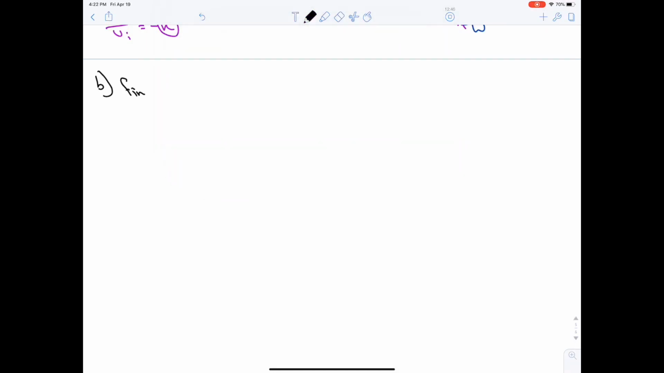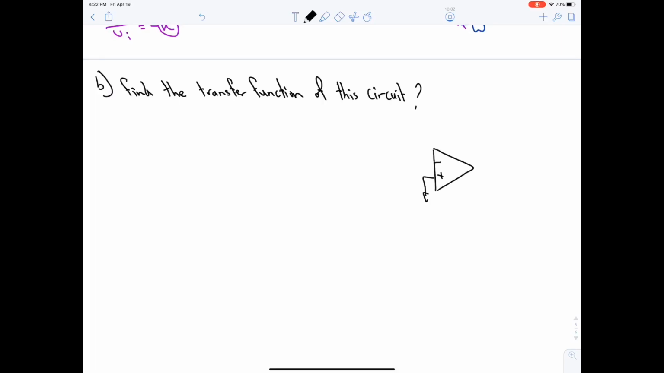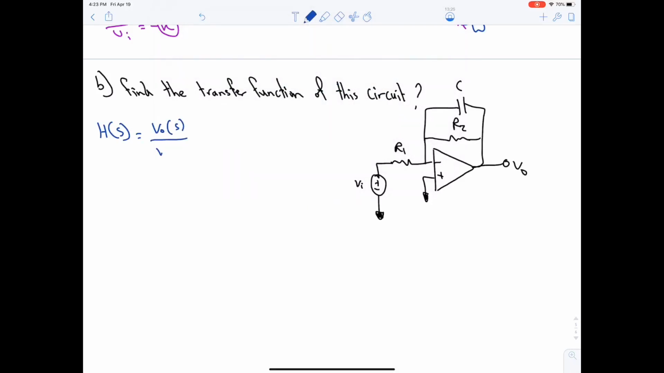Moving on, let's find the transfer function of this circuit. The circuit was like this, minus, positive. This is grounded, resistance R1 with the voltage source V input, grounded again, another resistance R2 in parallel with a capacitor. This is V output. Now we need to find the transfer function, which is H of S, which is V output over V input.